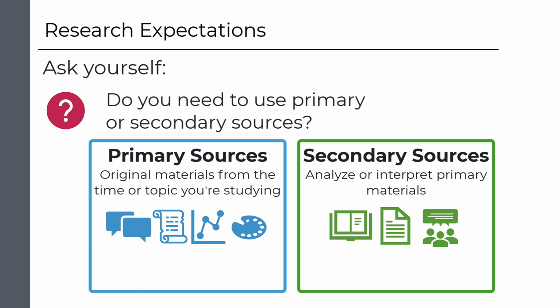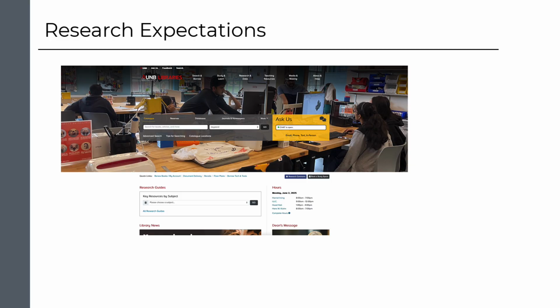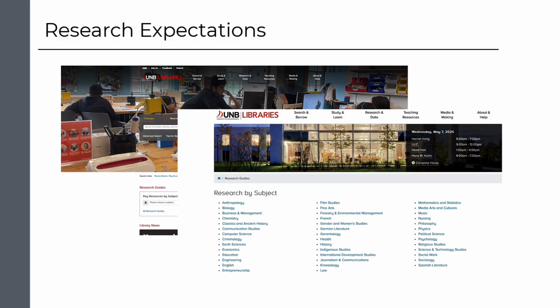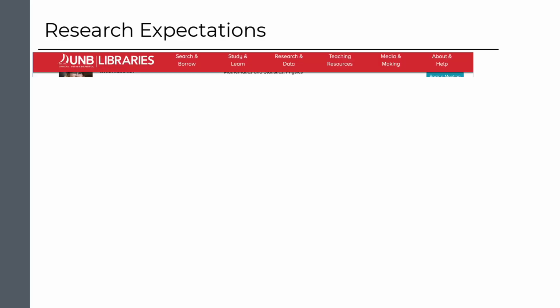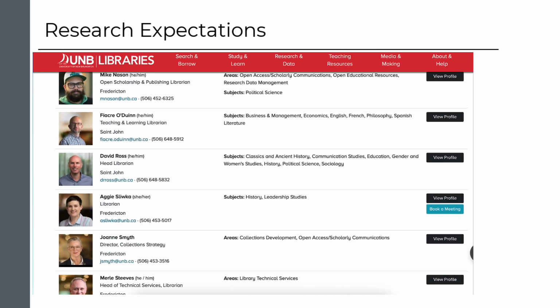When your instructor asks for primary sources, they want you to work directly with the original evidence. When they emphasize secondary source analysis, they expect you to engage with scholars' interpretations and situate your argument within that conversation. Knowing how to access academic sources through the library catalog, databases, and subject-specific guides is essential. If you're unfamiliar with the tools available to you, consider booking a session with your subject librarian.